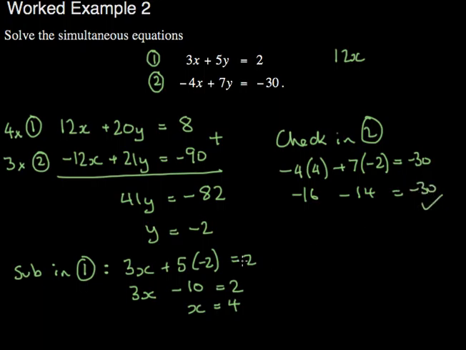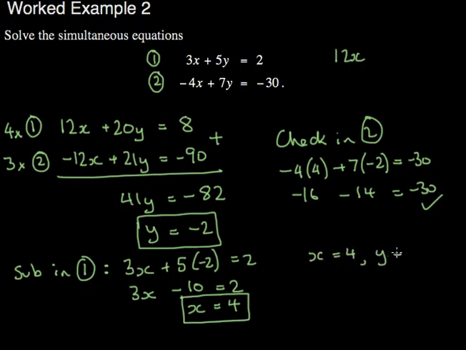So overall, I'm going to box my answers, make it absolutely crystal clear where they are for the examiner. And I may even want to write it again: x equals 4, y equals minus 2. Or I could write them as a coordinate.